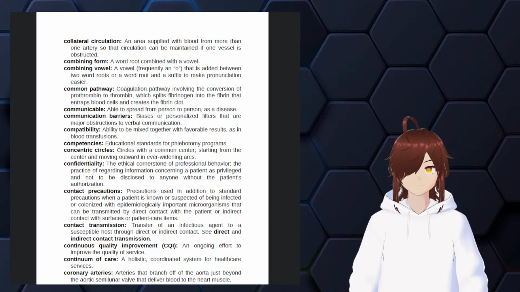Common pathway: the coagulation pathway involving the conversion of prothrombin to thrombin, which splits fibrinogen into fibrin and creates the fibrin clot.